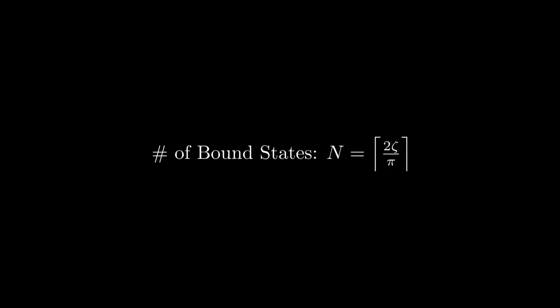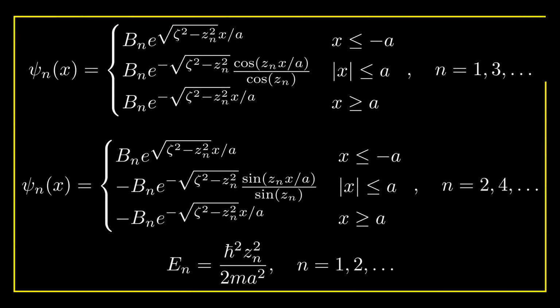The ceiling function here simply means that we always round up, so ceiling of 3 is 3, but ceiling of 3.1 is 4, for instance. Solving for these n values of z sub n, we get the following even and odd eigenstates, with corresponding energy levels given as follows. Just as for the delta potential, I have left these b sub n constants just for normalization purposes, as it's really tedious to calculate these.